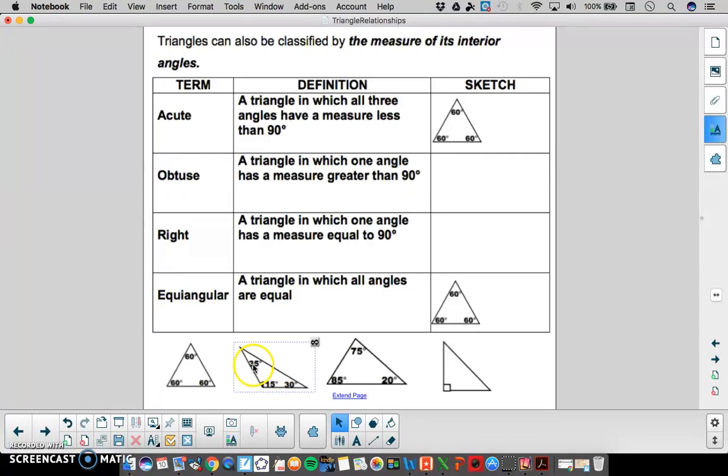Here we have 35 degrees, 30 degrees, and 115 degrees. One of those angles is obtuse. Therefore, this triangle is obtuse. So that's an example of an obtuse triangle. In this triangle, I have 85 degrees, 75 degrees, and 20 degrees. All of those angles are less than 90 degrees. So this is an example of an acute triangle. Lastly, we see a 90-degree angle there indicated by that box in that corner at that vertex. So this is a right triangle.